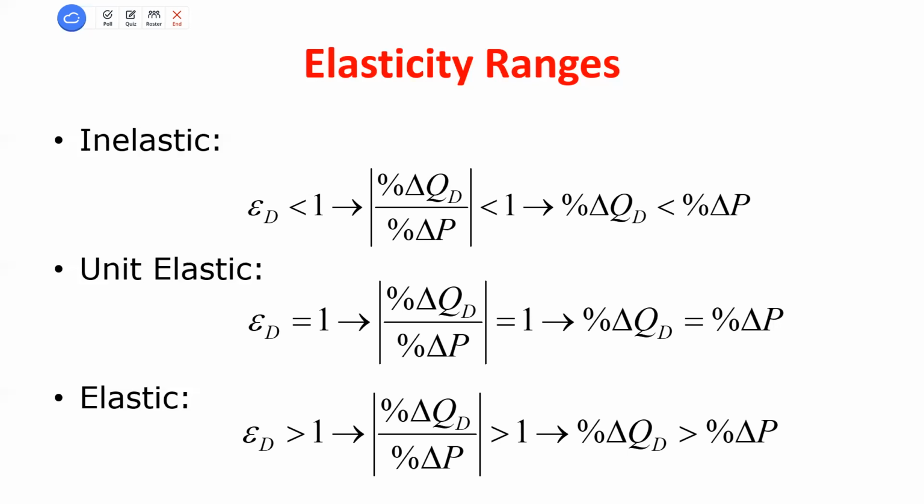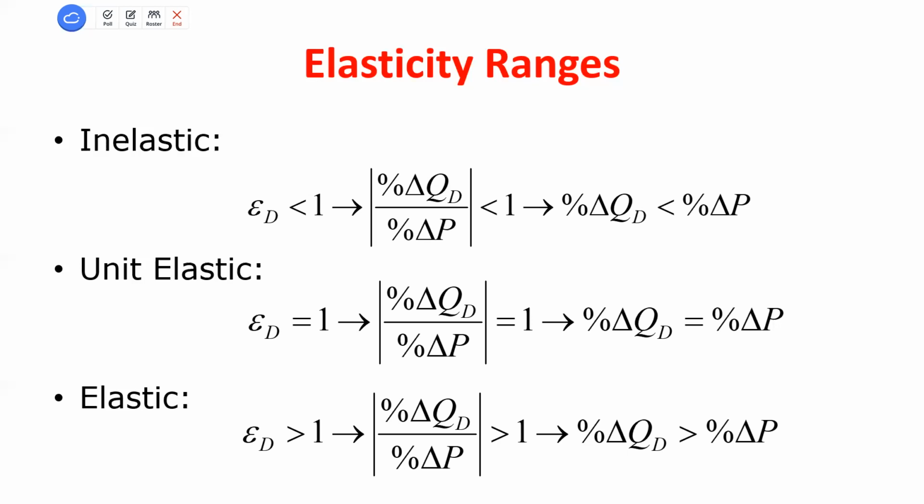And then we have this kind of weird one in the middle. What's the only way that this fraction is 1? If the numerator is exactly the same as the denominator. So if people are responding in terms of the percent of how much they're buying exactly the same as the percentage change in the price, they're perfectly responding to that price change. We say that is a unit elastic demand.